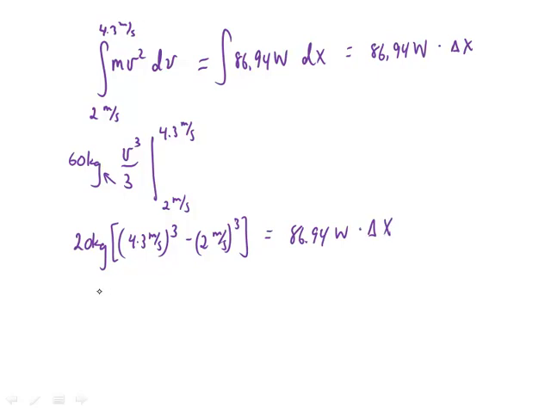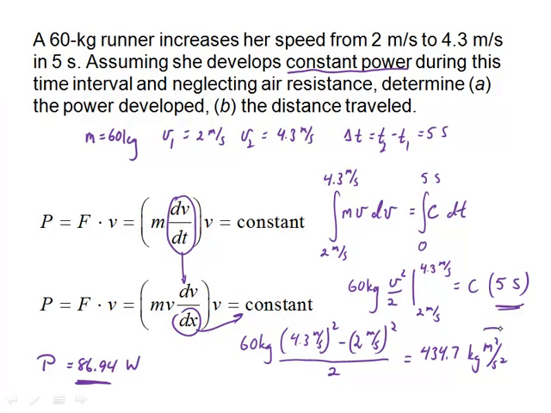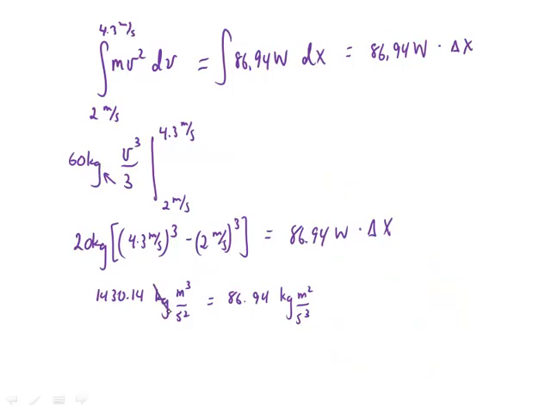And so my left side is 1430.14 kilograms meters cubed per second squared equals 86.94 watts. But that's kilograms meters squared per second cubed. Okay, just go back to here. We ended up dividing this by the 5 seconds, hence kilogram meters squared per second cubed. And so the kilograms will cancel. The seconds cubed cancel. Meters squared cancels all but one of the meters, which is good. That's what I would anticipate, is times delta x.